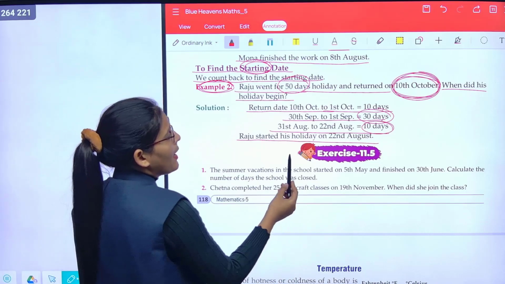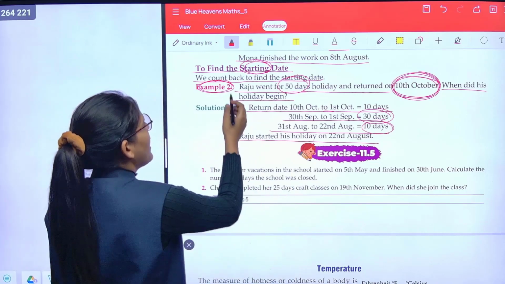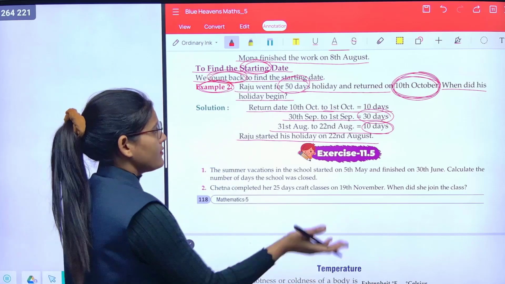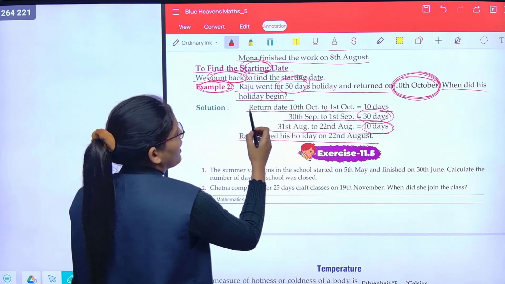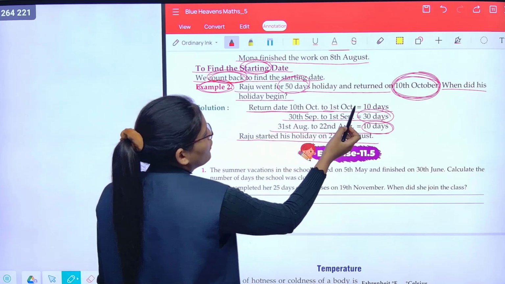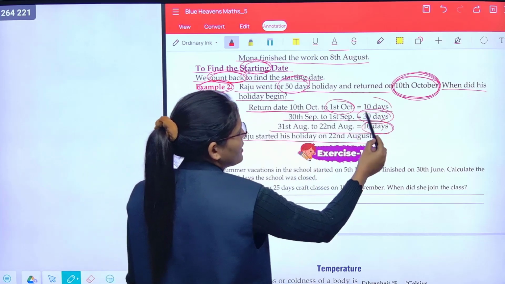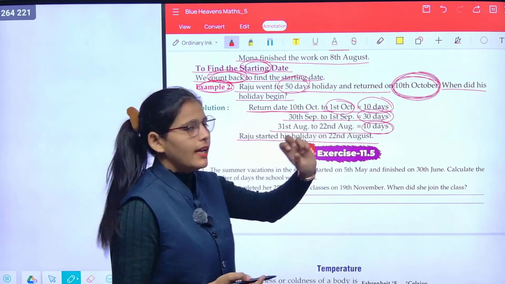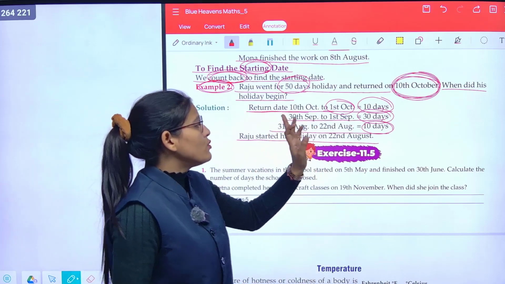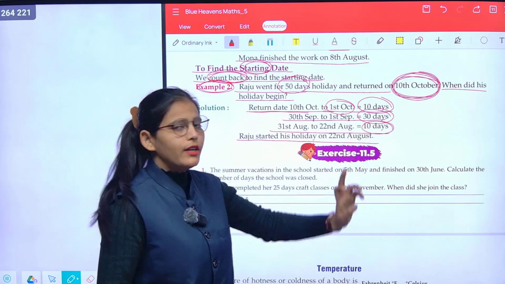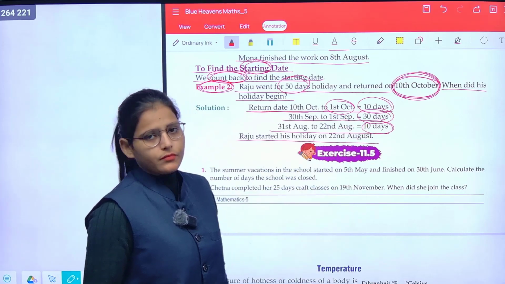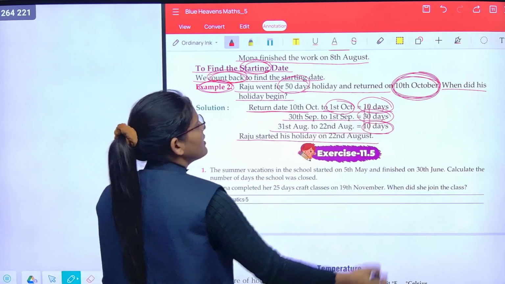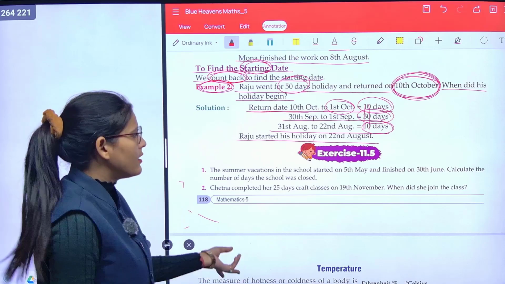Now class, see, what did we do here? What does back mean, what did we do? We count back. We did it in reverse here. Now return date 10th October to 1st October, what does it come to? 10 days. And 30th September to 1st September, 30 days. And 31st August to 22nd August, 10 days. So how many days? 50 days. Raju started his holiday on 22nd August.